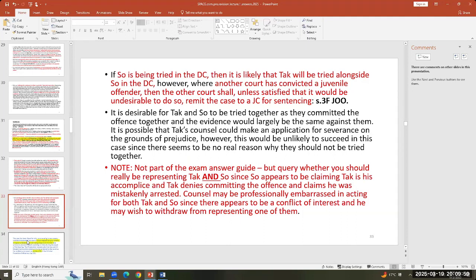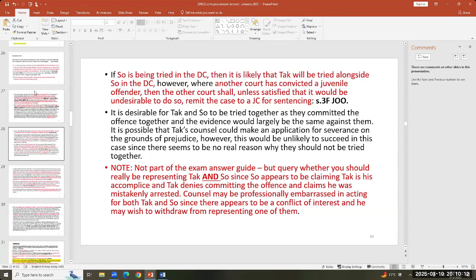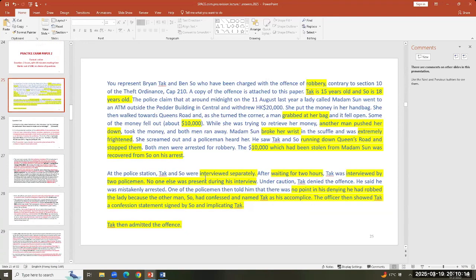Now, this last bullet point I put in, because again, I have a little bit of confusion on the facts. We're told here, essentially, that the lawyer is representing TAC and SO. But to me, that doesn't make a lot of sense, because when we look back at the fact pattern, we're told TAC denies, I've been mistakenly arrested. SO, on the other hand, says, yes, I did it. TAC was my accomplice. So they appear to be running inconsistent defenses.